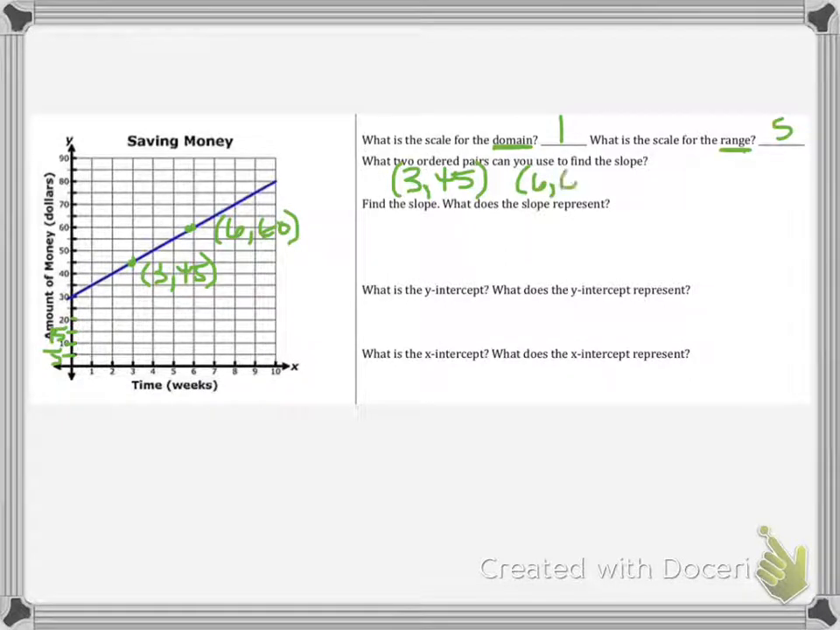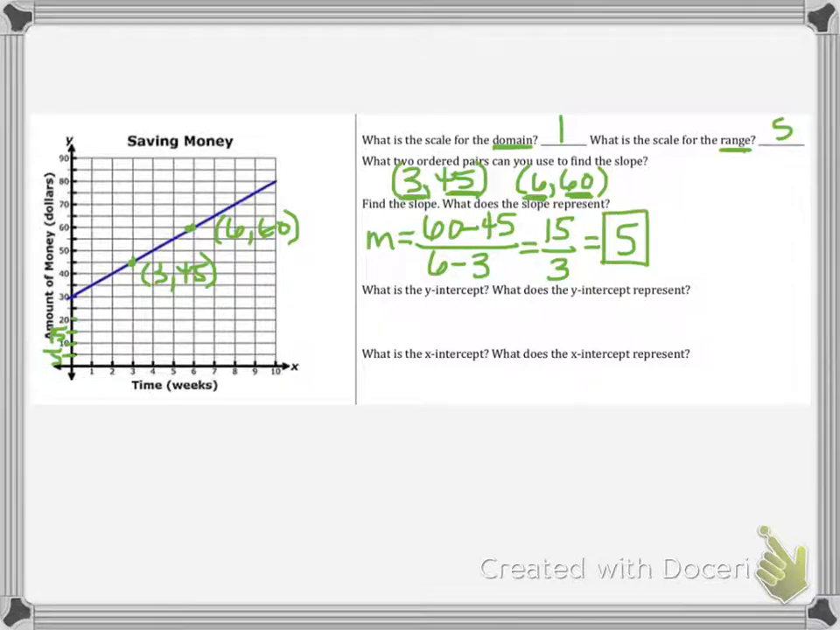So if I use my formula with the two sets of coordinates, I'll definitely always get the right slope. So let's go ahead and do that. My y values are 45 and 60. I'm going to do 60 minus 45 in my top. Make sure you're always putting your y's on the top. And then to subtract in the same direction for my x's in the bottom, I'm going to do 6 minus 3. All right, let's simplify. 60 minus 45 is 15. 6 minus 3 is 3. And that simplifies to 5.